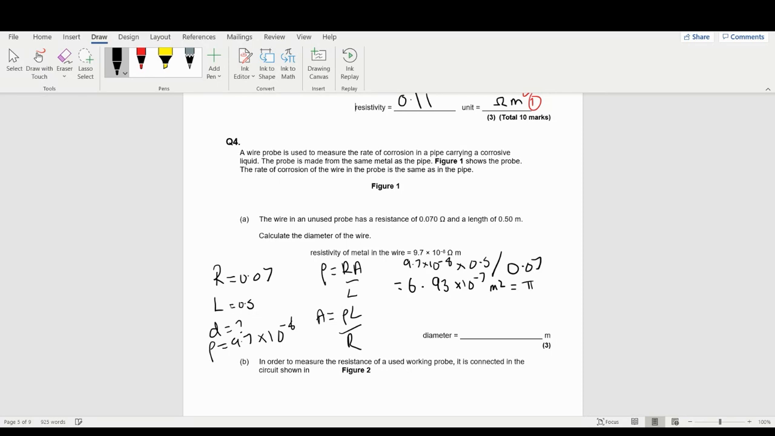And that's going to be pi r squared. So I'm going to find the radius. So divide that by pi and square root it. My radius is 4.69 times 10 to the minus 4. So my diameter is always going to be twice my radius here. So that's 9.4 times 10 to the minus 4.